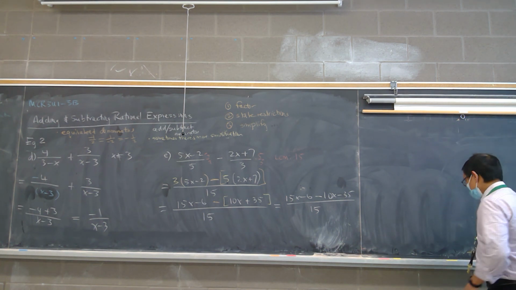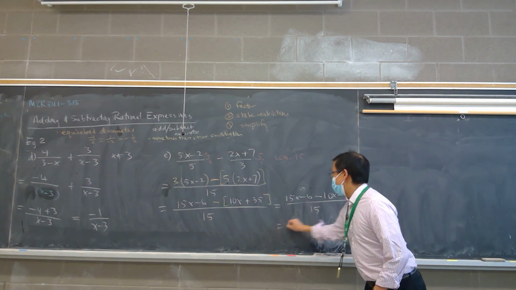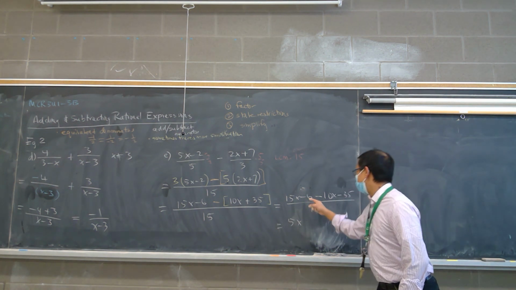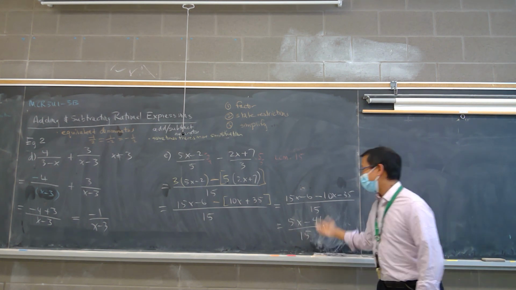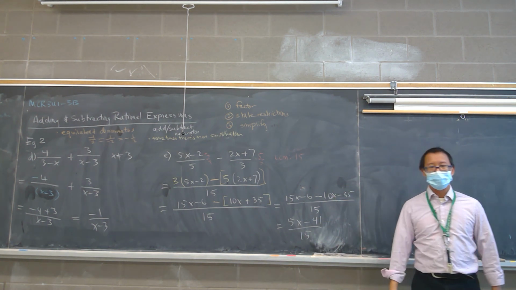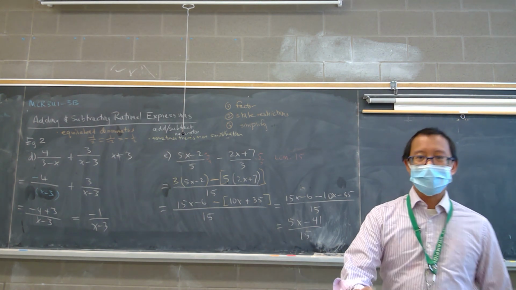Anyways, we're not finished. 15x minus 10x, that's 5x. Negative 6 minus 35 is negative 41 over 15. And I think this is the answer because 41 is a prime number. Let's just stop recording.